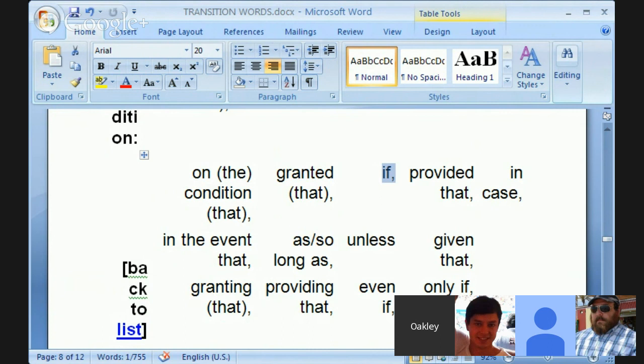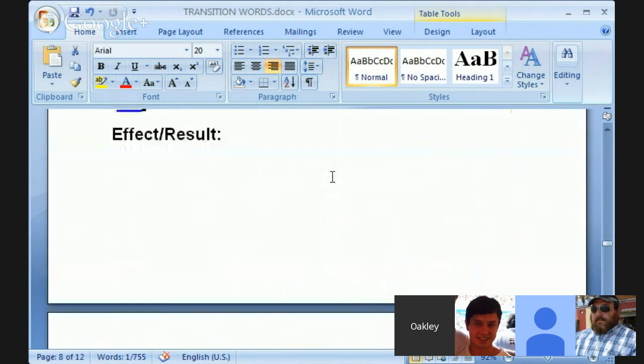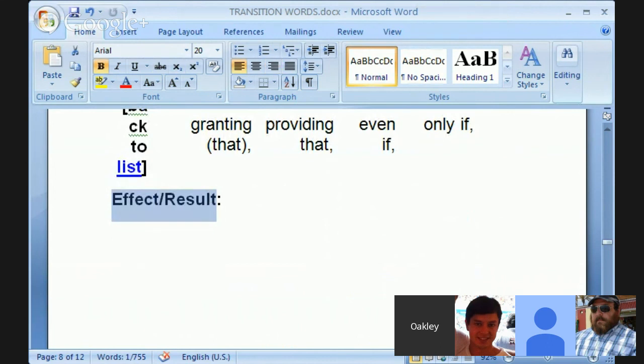If I work hard, I will make money. Okay. All right. I will make money. There you go. If I were a rich man. Okay. All right. Effect or result. How do we show an effect or result? Mauricio, you already gave me one, consequently.